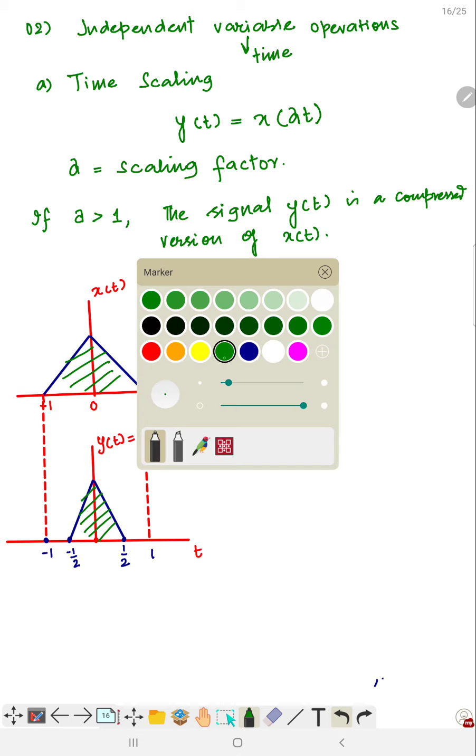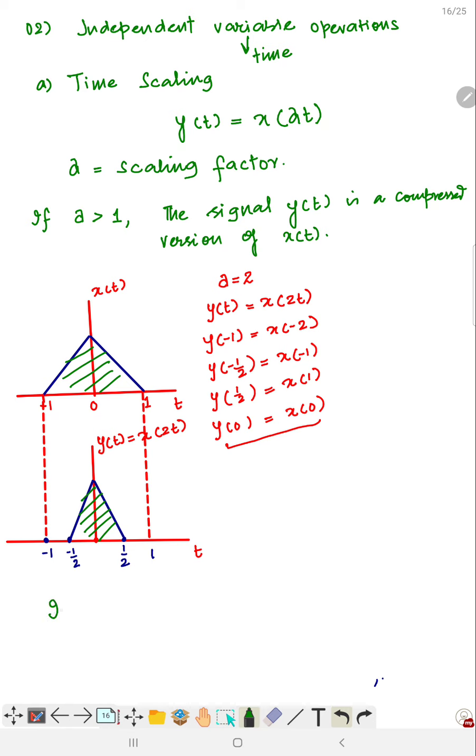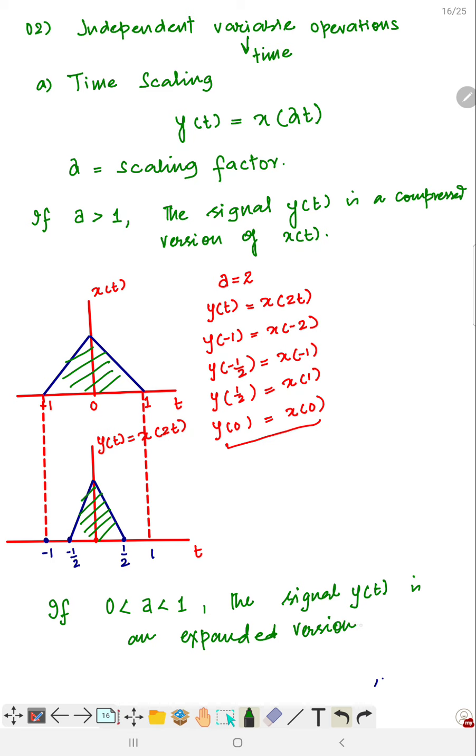Similarly, the other way around, if 0 is less than a, which is less than 1, then it will happen the other way around. The signal y of t will be an expanded version of x of t.